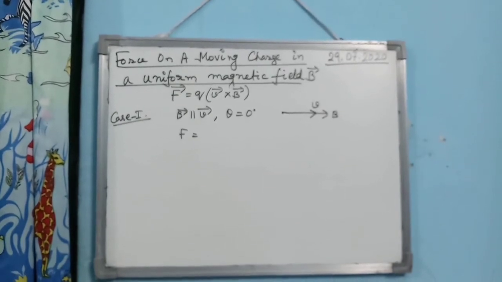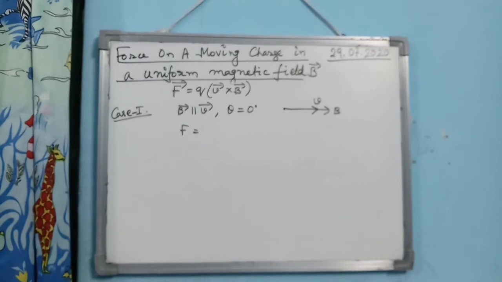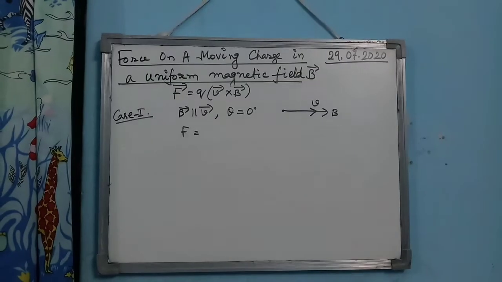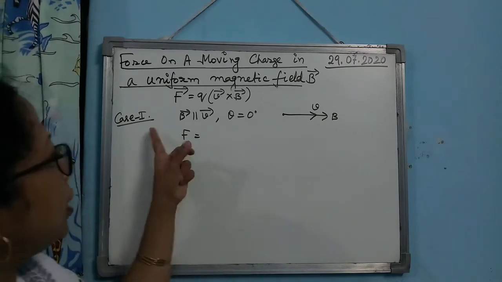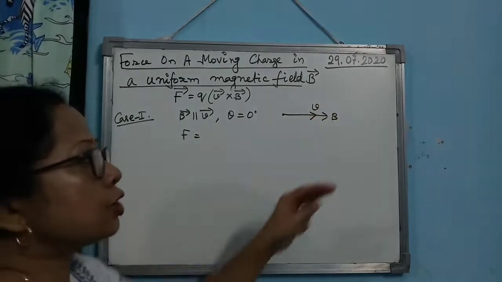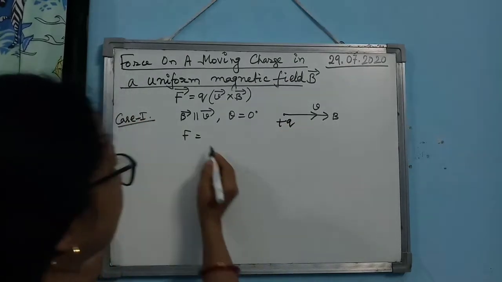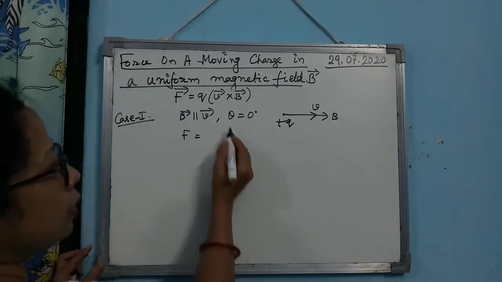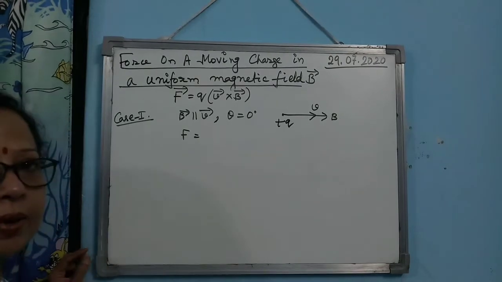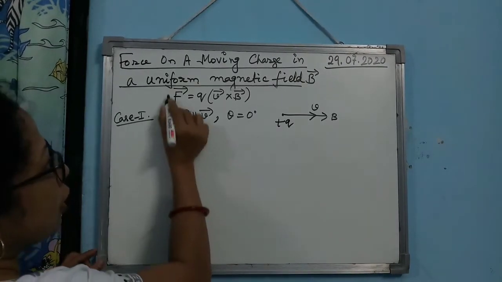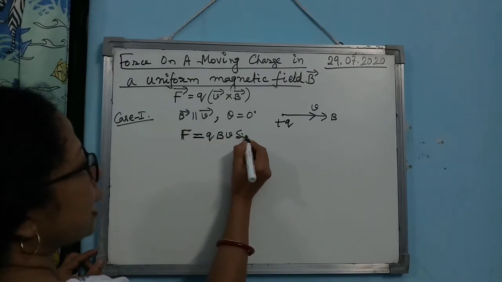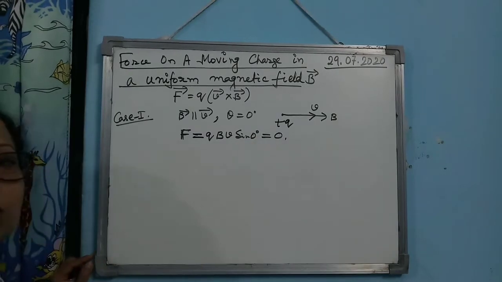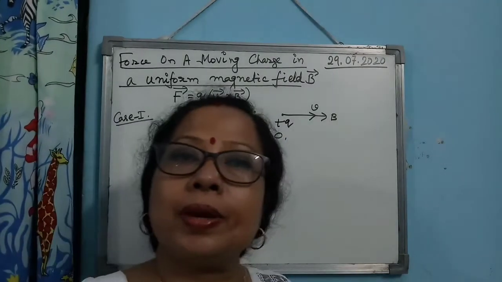Now let us consider that the force is given by F equal to Q into V cross B. Then 3 cases may arise. First case, if the particle is moving parallel to the magnetic field, meaning B and V are parallel to each other, then what will be the angle between them? The angle between them will be 0 degree. So according to this relation, the magnitude of the force is QVB into sine 0 degree, which means 0. So the particle will not experience a force.